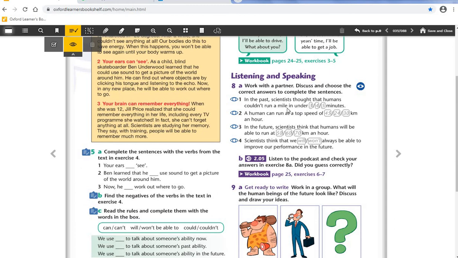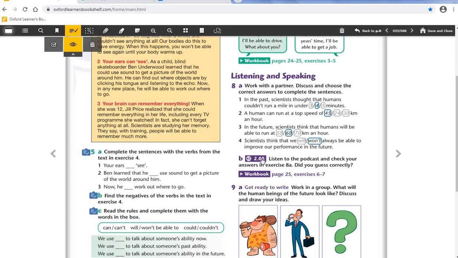We turn back to the students' book again. Here there is a listening and speaking part. Work with a partner, discuss and choose the correct answers to complete the sentences. Okay, in the past, scientists thought that humans couldn't run a mile in under 4 minutes. A human can run at a top speed of 45 km an hour. In the future, scientists think that humans will be able to run at 60 km an hour. Scientists think that we won't always be able to improve our performance in the future.